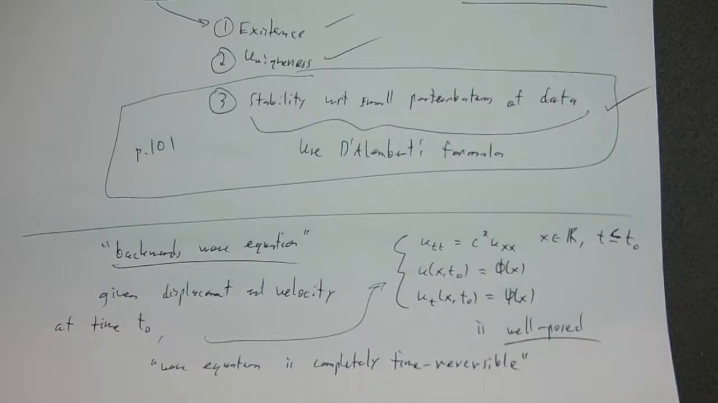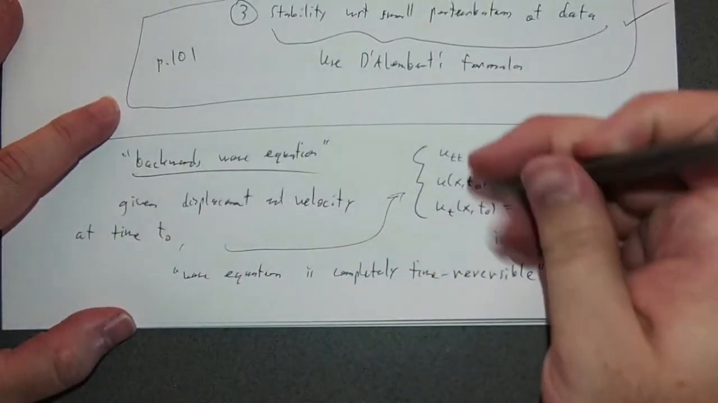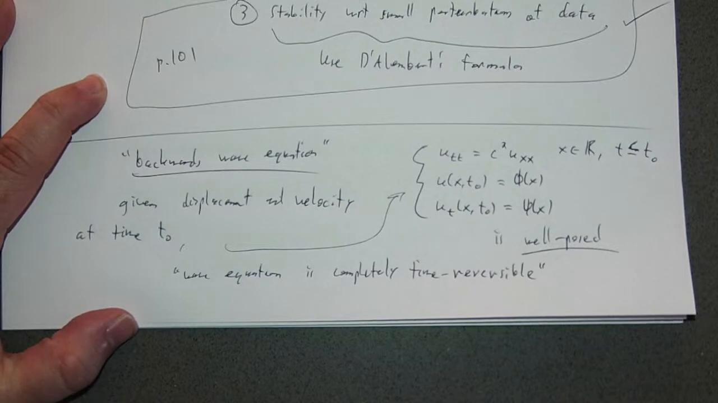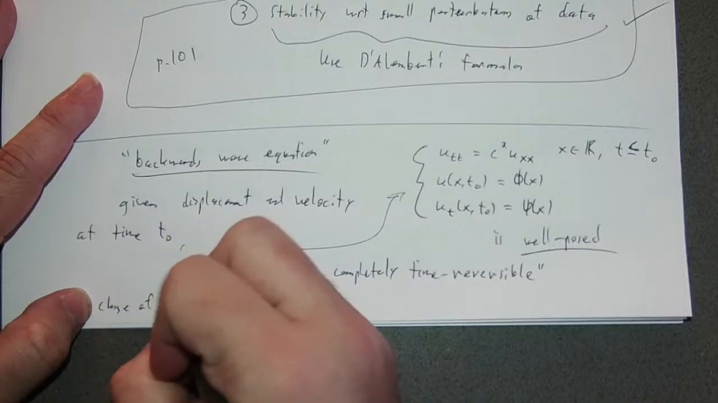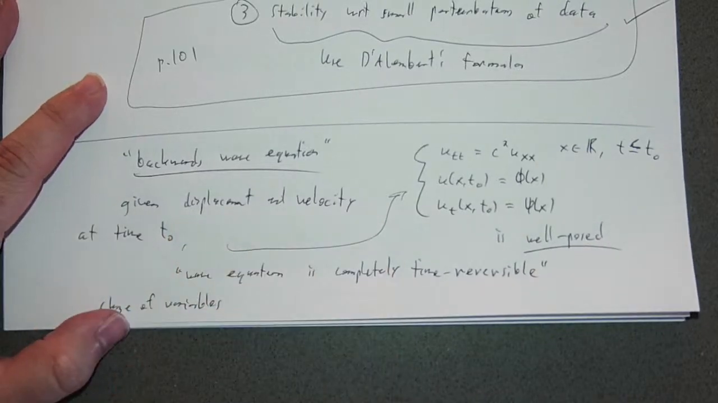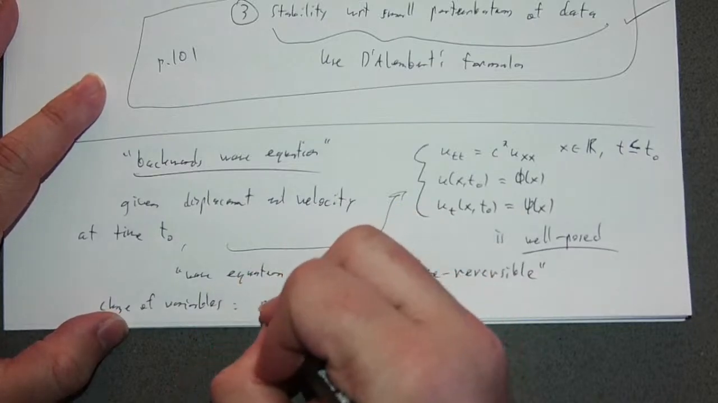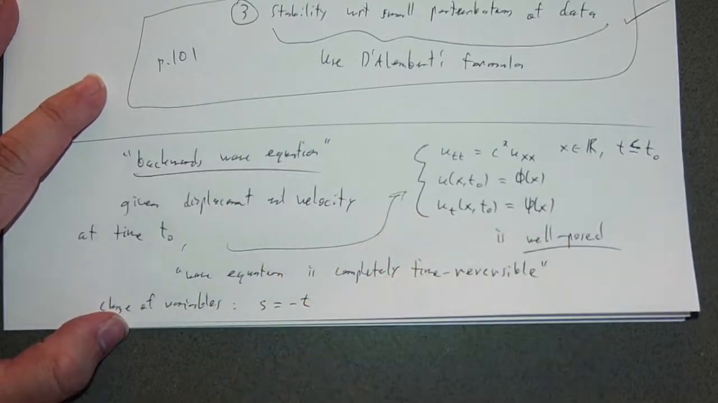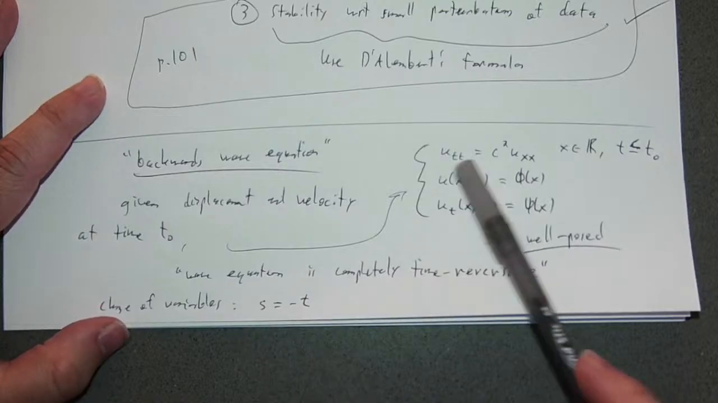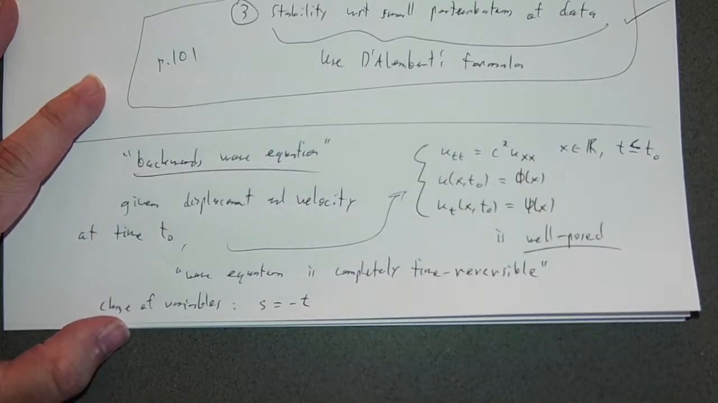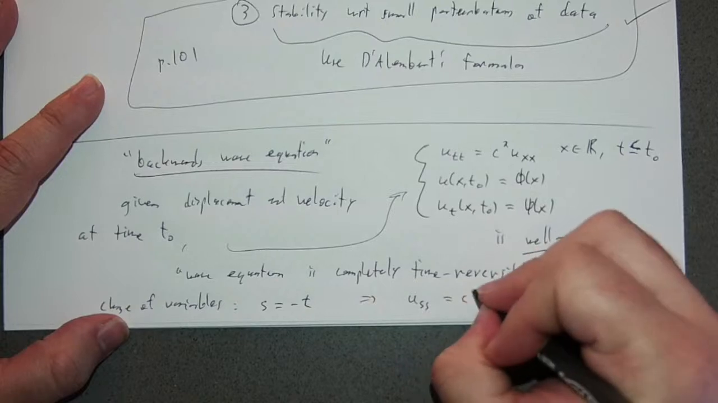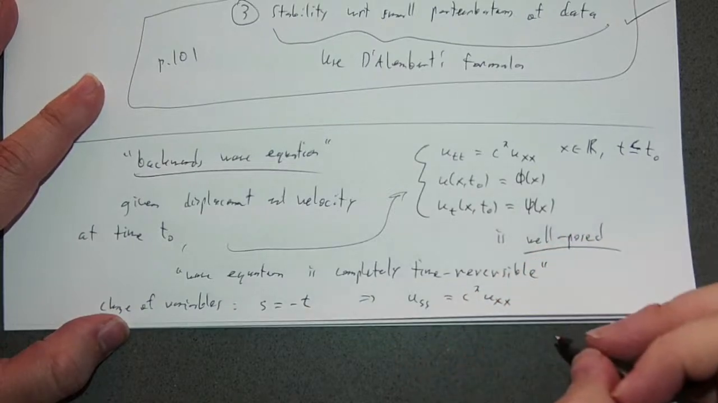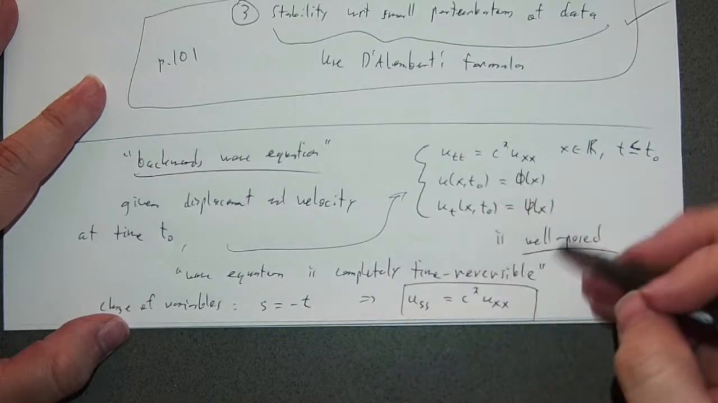But also, another way to see that this is completely time reversible is, what if you make a change of variables here, right? So what if you make a change of variables, s is the variable minus t. If you do this change of variables and see what comes out of the wave equation, what do you get? This leads to the equation u sub ss is c squared u sub xx. Oh, it's actually the same equation, right?